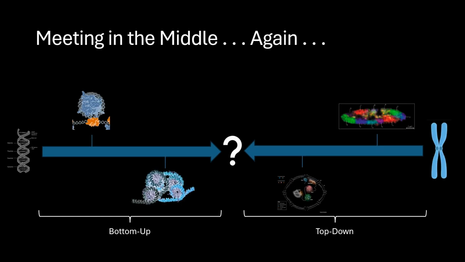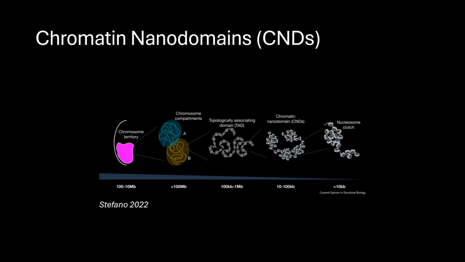Okay, so right now we have introduced essentially every method of DNA packaging except for one. This middle question mark is a structure that bridges the gap between nucleosome clutches and topologically associated domains. It is known as chromatin nanodomains. Yep, it's another domain. It's also abbreviated as CNDs, but that's not a pronounceable acronym, so it's just chromatin nanodomains.